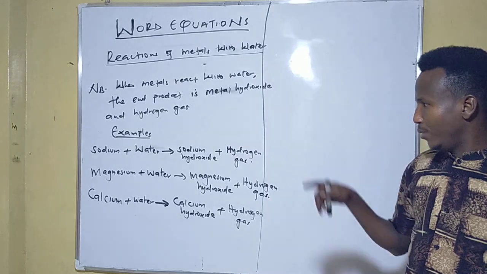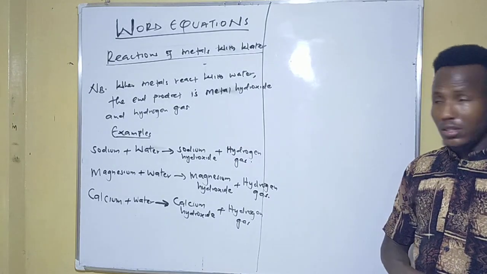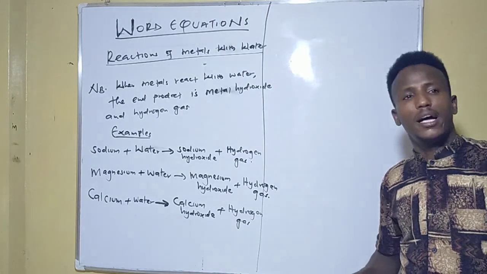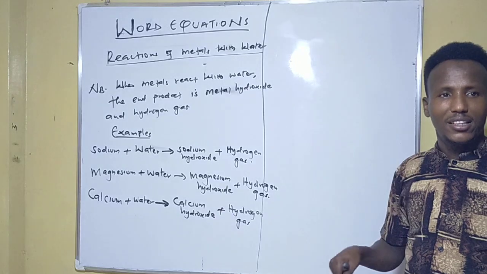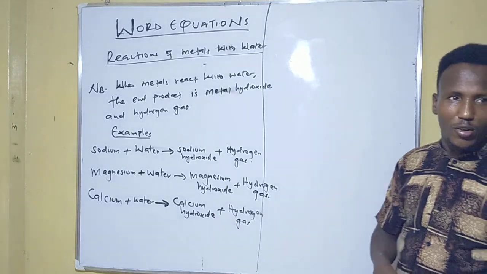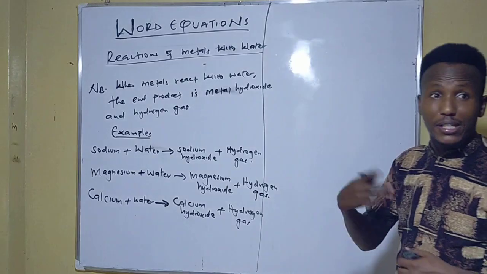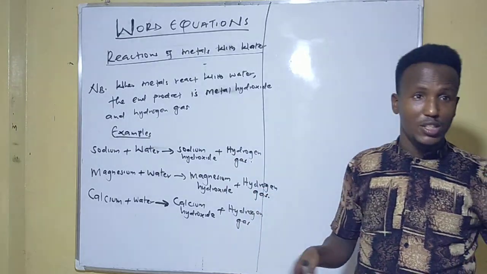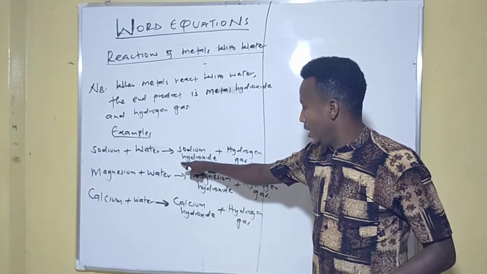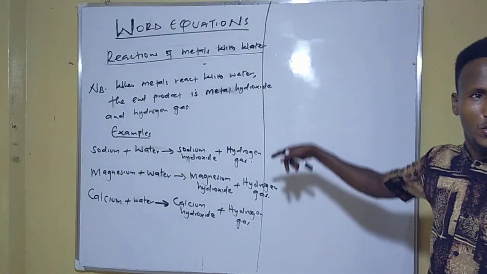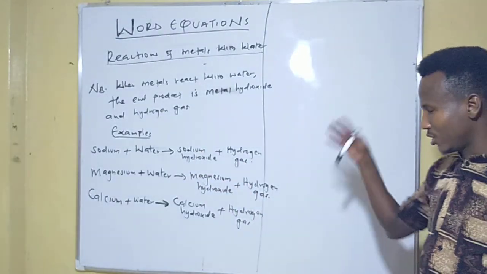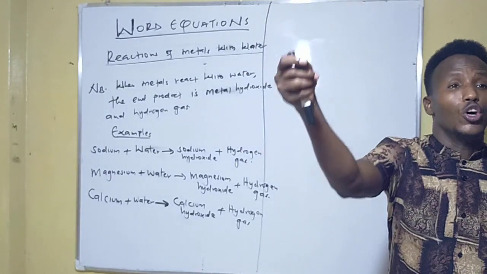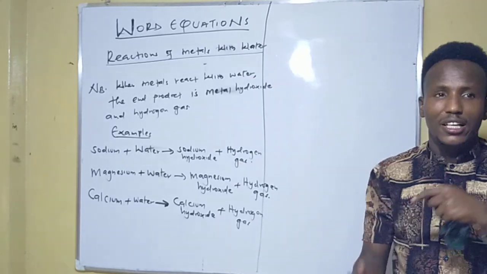When you place red litmus paper into these kinds of solutions, you realize that the red litmus paper turns blue, indicating that the solution is basic. That is the confirmatory test of whether the solution is basic or acidic. When a red litmus paper is placed in either of these solutions, sodium hydroxide, magnesium hydroxide, calcium hydroxide, you realize that the red litmus paper will turn blue, indicating that the solution is basic.